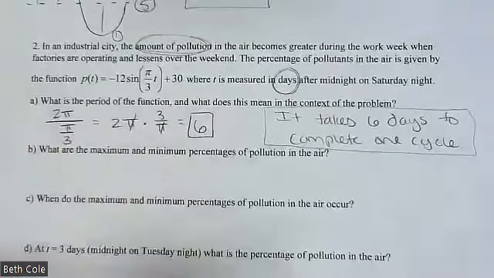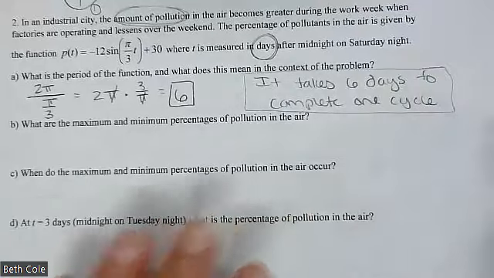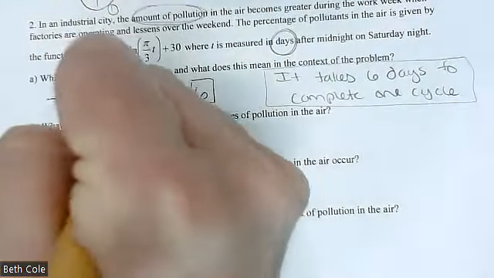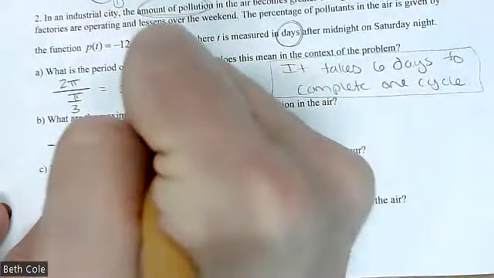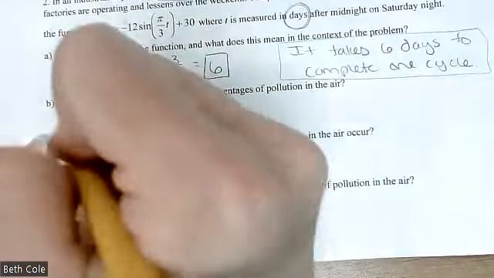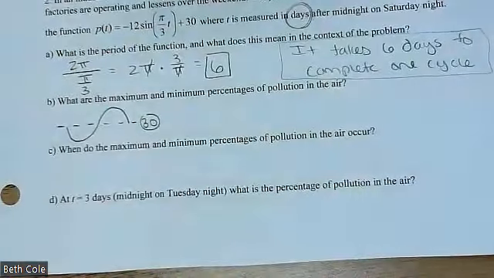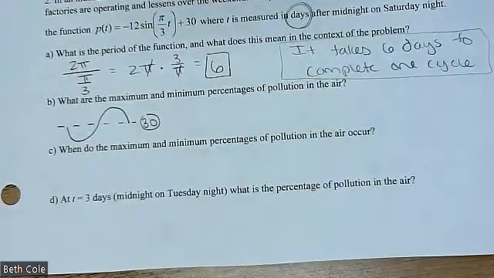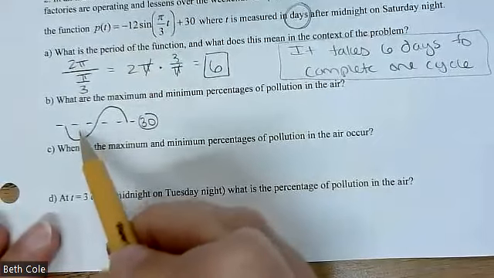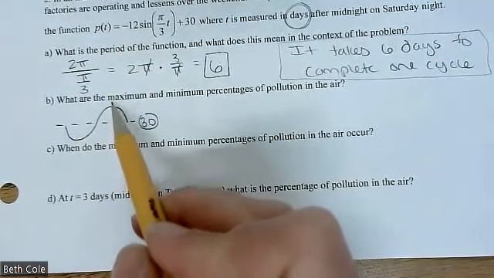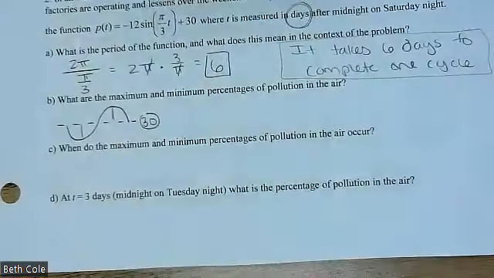Letter B. What are the maximum and minimum percentages of pollution in the air? Let's draw a picture. Where's your center line? 30. Do you see the plus 30 there? Center is 30. Now this one's actually going to wave down first and then up. Why is that? What in the equation tells me it's going to go down first? Yep, good, perfect. There's a negative there. And how far from the center are we going? 12. So each one of these is 12 units away.